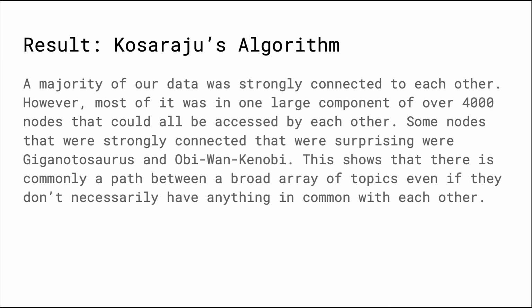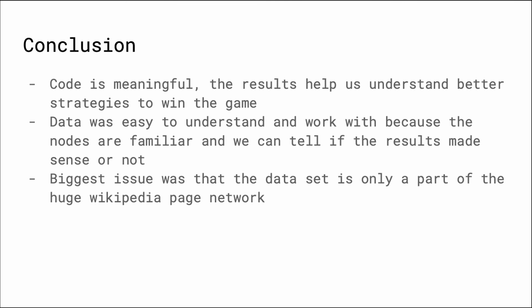The biggest thing that we enjoyed about this project was that the code was actually super meaningful because the results we got were actually applicable to something outside the code. So the results we got from betweenness centrality and the other methods actually helped us get better at the game Wikispeedia, giving us better strategies and telling us what nodes to look for in the game. And the data was actually super easy to read and understand as we parsed through it and worked with it, because there are actual Wikipedia pages, so you can understand, okay, this page is connected to that, and then that's connected to this.